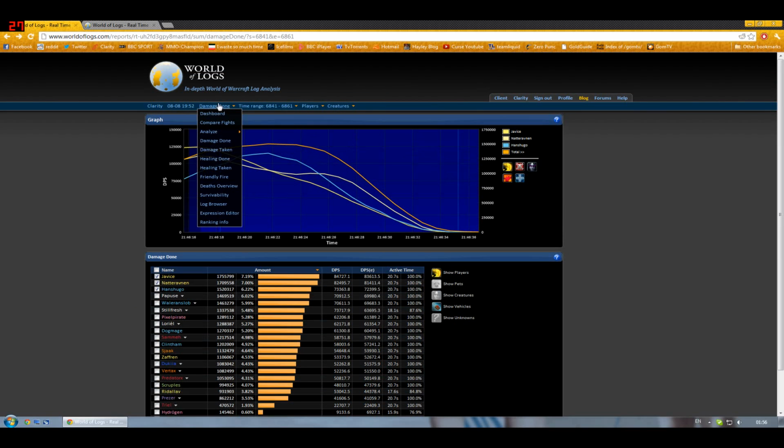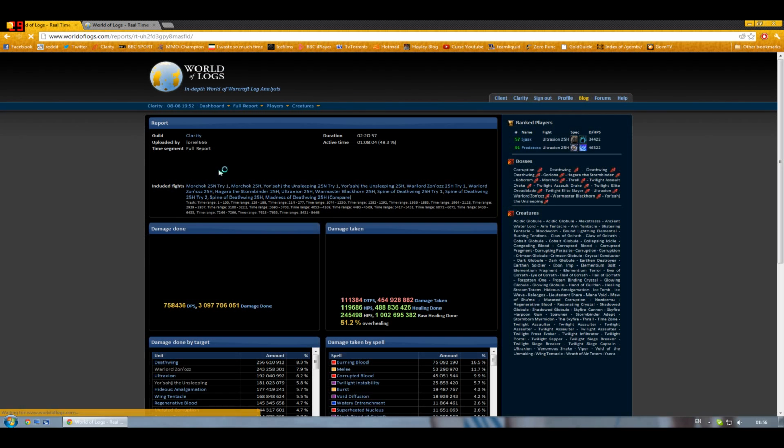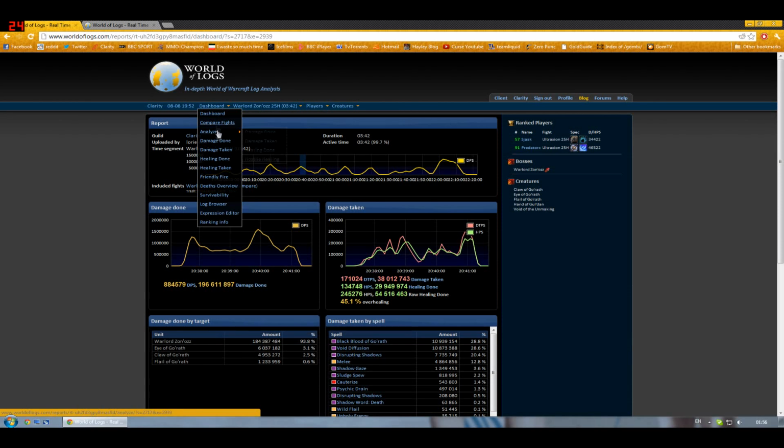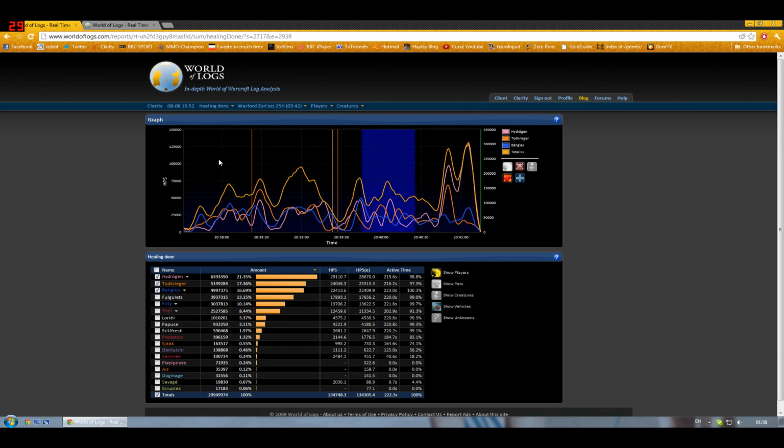Now let's look at an example where healers are put under some stress. So if we go to Warlords Honors and go to healing done, we can try and work out where the first black phase is. And from this graph, I would speculate that this is the black phase, based on the fact that there's a large spike in healing done.